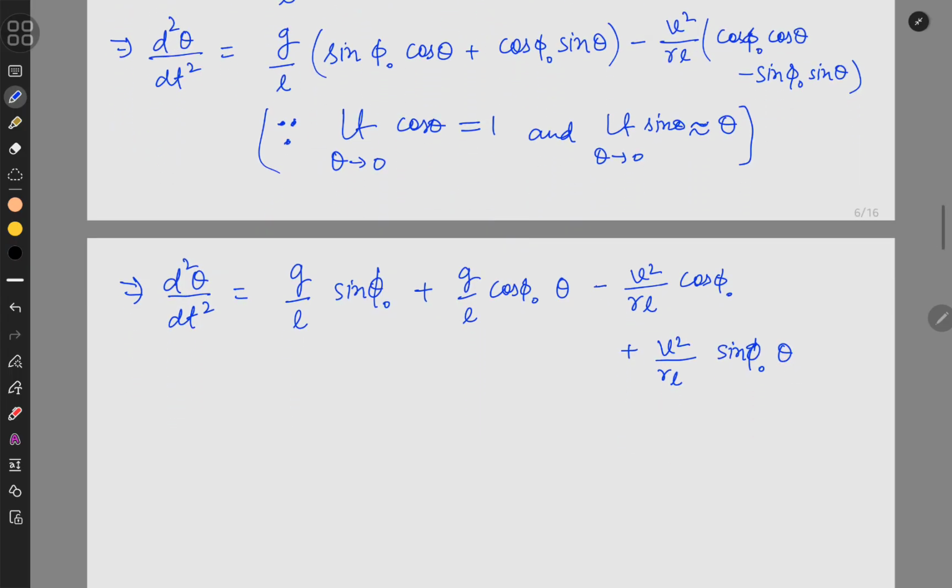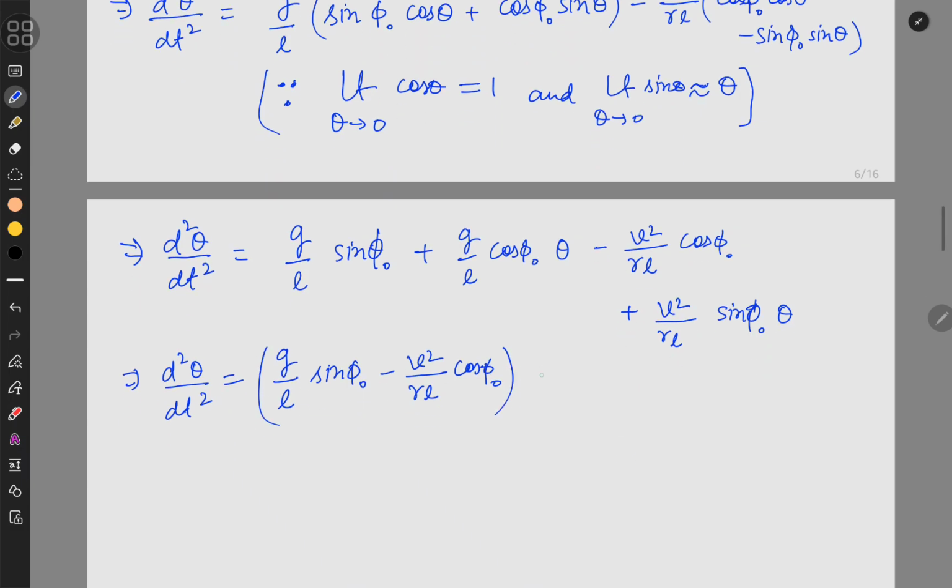And if I rearrange this equation, I will keep the coefficient of theta as a single term and the rest as other single terms. Then I will get sine phi naught plus g upon L, minus b squared upon RL cos phi naught. This is one part, and the theta part will be g upon L cos phi naught plus b square upon RL sin phi naught, times theta.